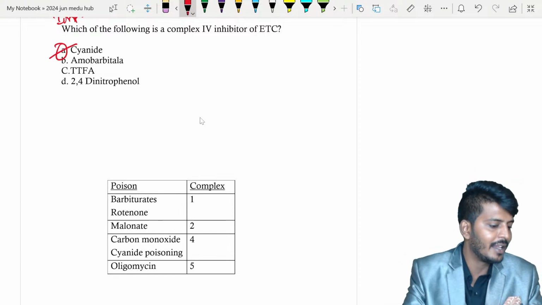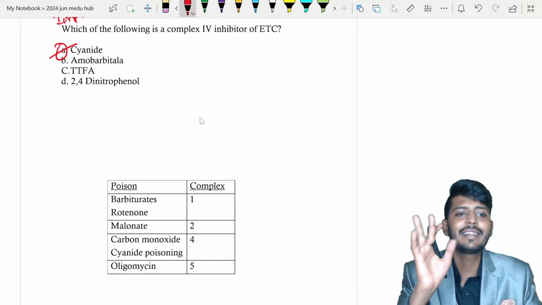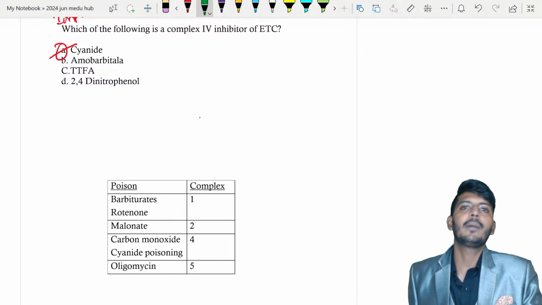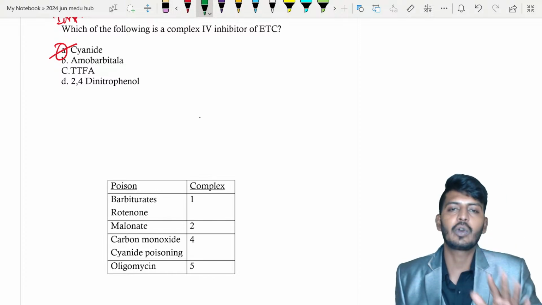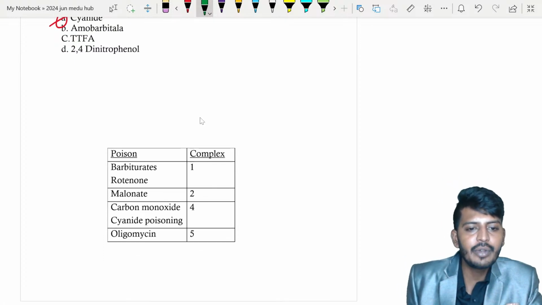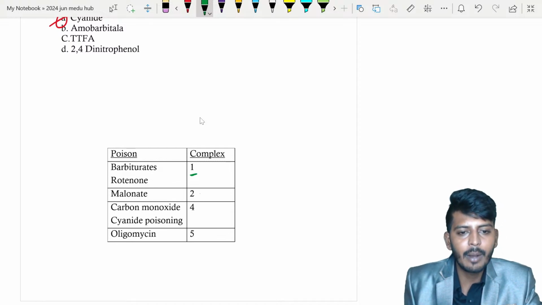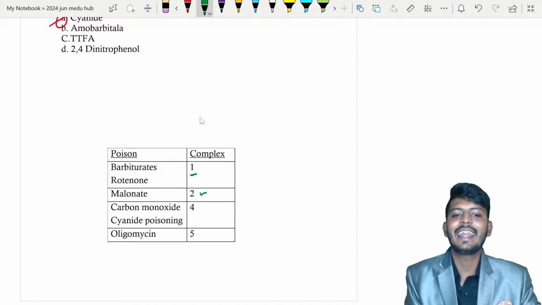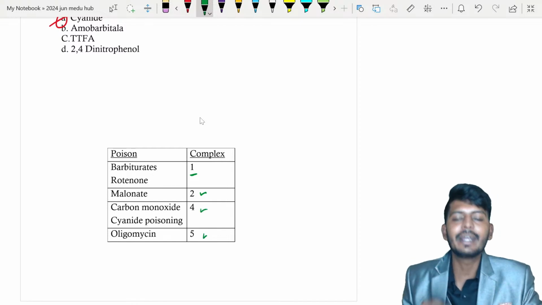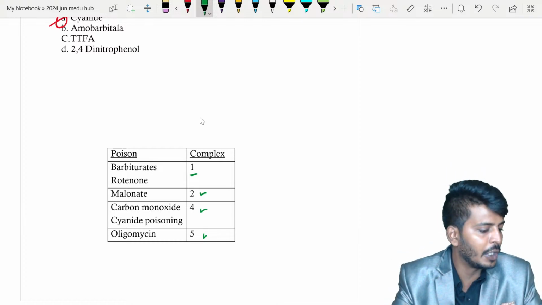I know that all of you will give me the answer. Very good. Pratyusha, Pooja, Rinkesh, all of you are absolutely correct. Cyanide is a complex 4 inhibitor. So in the electron transport chain, how many complexes do we have? 5 complexes. Barbiturates and rotenone inhibit complex number 1. Malonate inhibits complex number 2. Carbon monoxide and cyanide poisoning inhibit complex number 4. And oligomycin inhibits complex number 5. This is a very, very important point to be remembered.